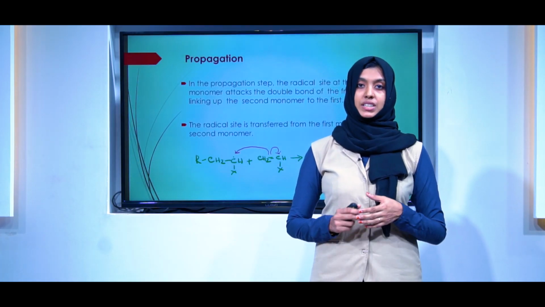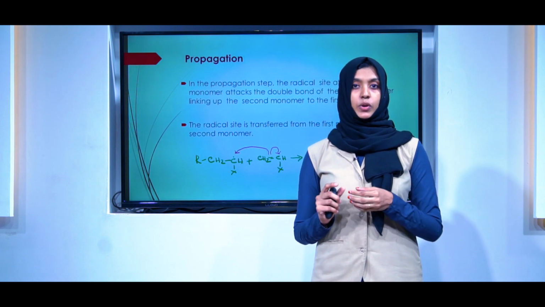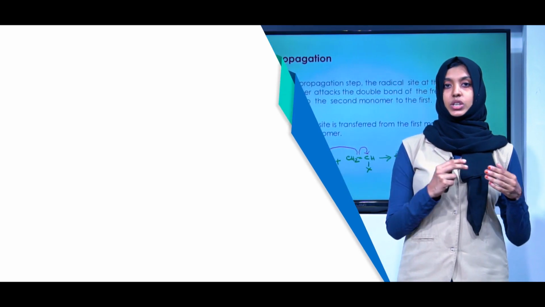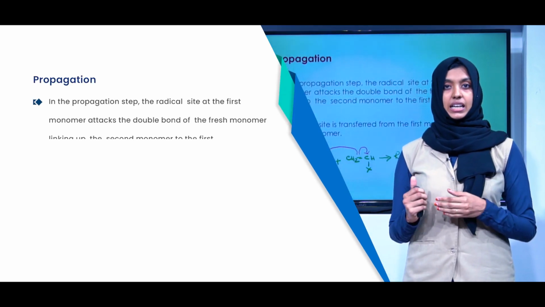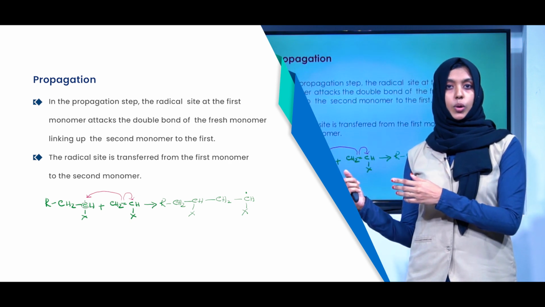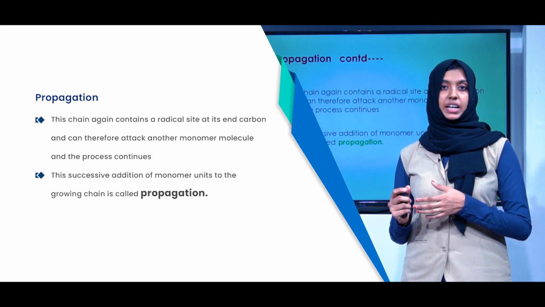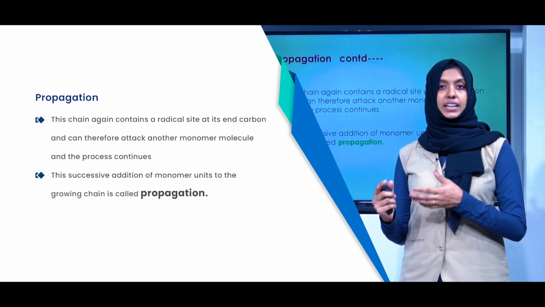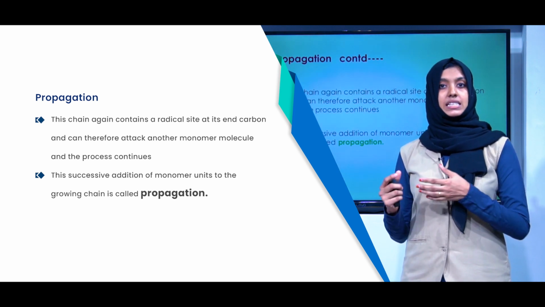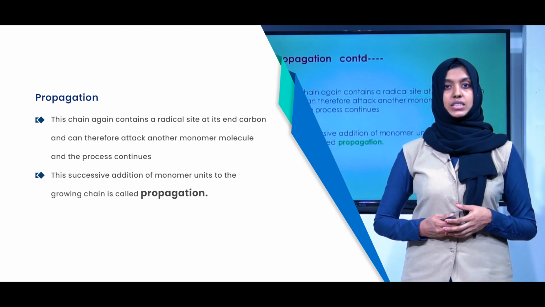Propagation. In the propagation step, the radical site at the first monomer will attack the double bond of a fresh second monomer and link this second monomer to the first monomer. Here you can see in this mechanism, the radical site is shifted from the first monomer to the second monomer. This chain again contains a free radical which can attack another fresh monomer, and this process continues. This successive addition of monomer units to the growing chain is known as propagation.